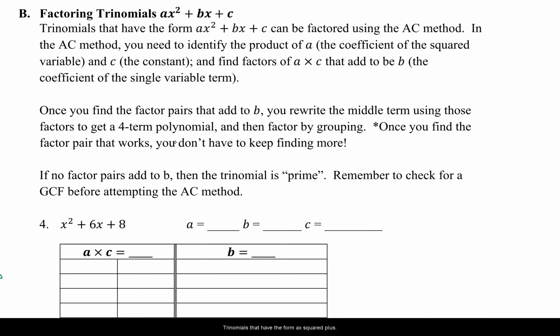Trinomials that have the form ax squared plus bx plus c can be factored using what's called the AC method. The a, the b, and the c are all numbers that we're going to use to help us figure out how we can factor that particular trinomial. Notice in the way that this is written that a is the number multiplied by x squared, b is the number multiplied by x, and c is the constant by itself.